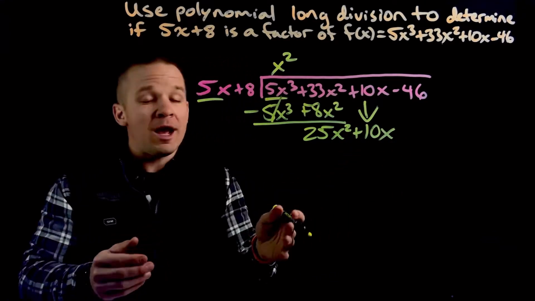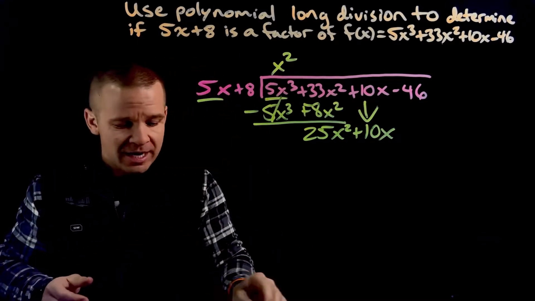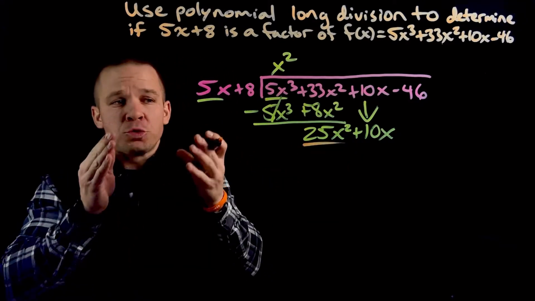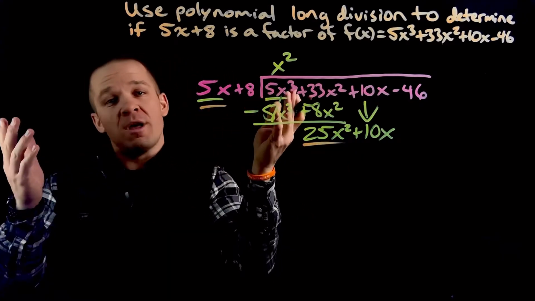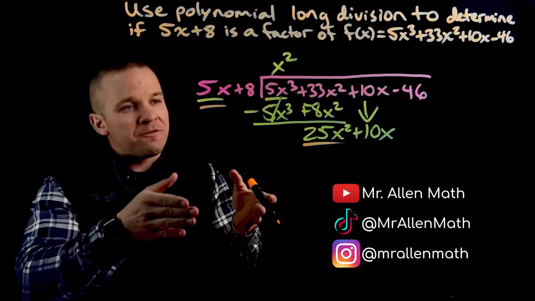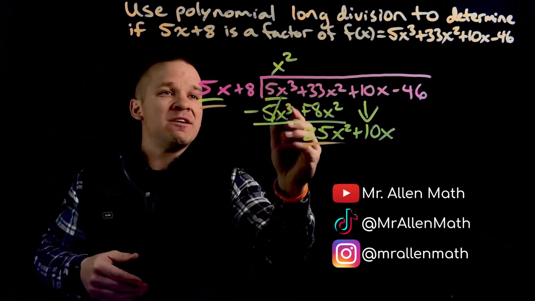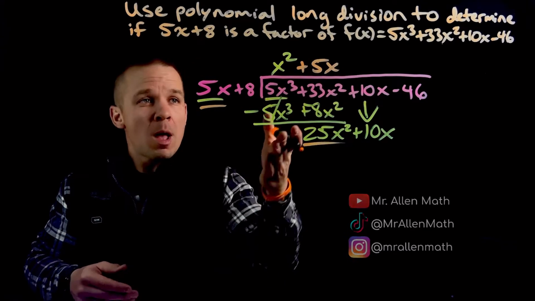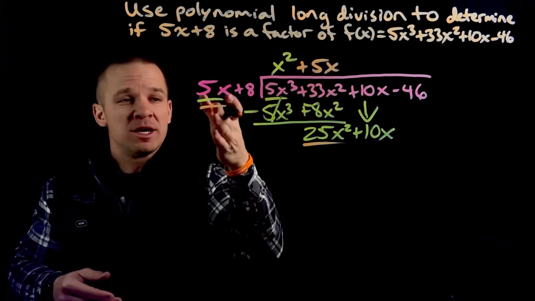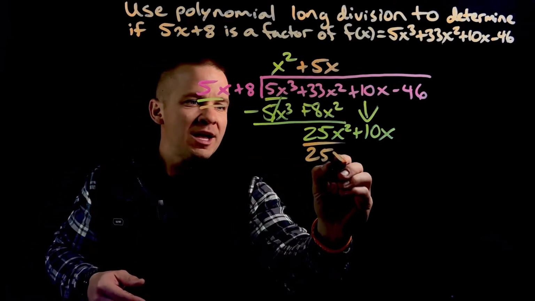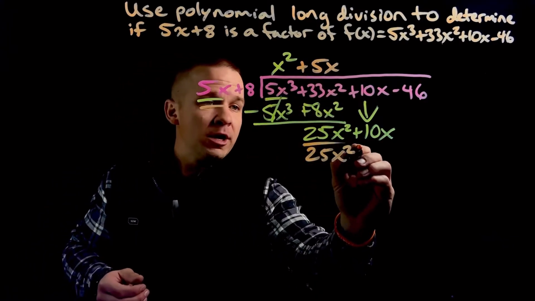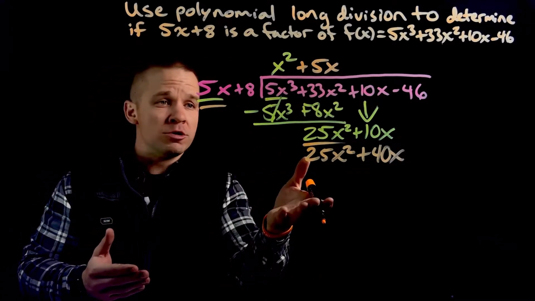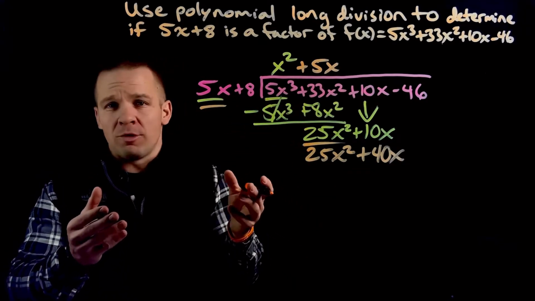Woo! All right. Now, I'm going to change colors again. We're going to go orange, all right? I'm going to take this first guy here, that 25x squared, and divide it by that first guy right there. 25x squared divided by 5x gives me positive 5x. Now I'm going to do the same thing I did before. Multiply 5x to the 5x plus 8. I'm going to get 25x squared, and I'm going to get 40x. Now, it's time to subtract the orange from that yellow or green or whatever it is above.